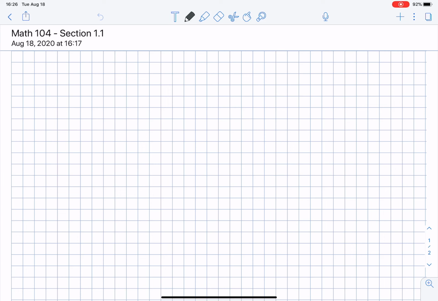Okay, so welcome to section 1.1 of Math 104. So this is functions and function notation, which I hope will be all review. So functions and function notation, meaning basically f of x. Okay, so definition. First thing is a definition.